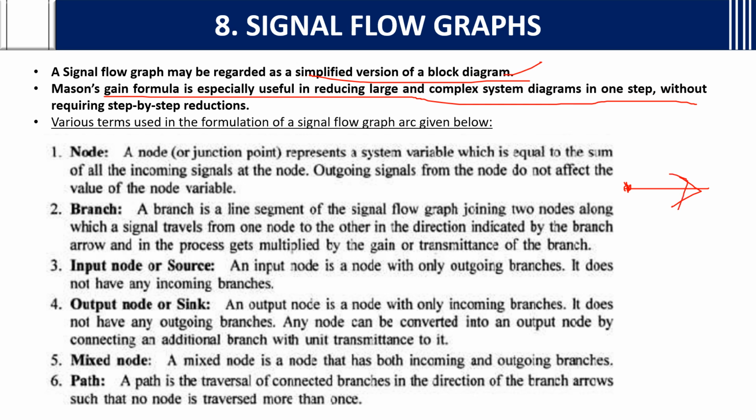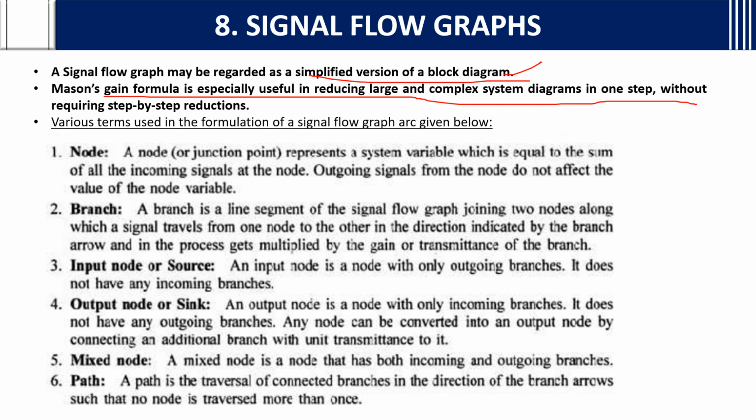Output node. An output node is a node with only incoming branches. If this is the input node, and this is the output node, then the signal goes along the branches into the output node. Output node is a node with only incoming branches. It does not have any outgoing branches. Only incoming branches will be there for the output node. Then mixed node. A mixed node is one that has both incoming and outgoing branches.